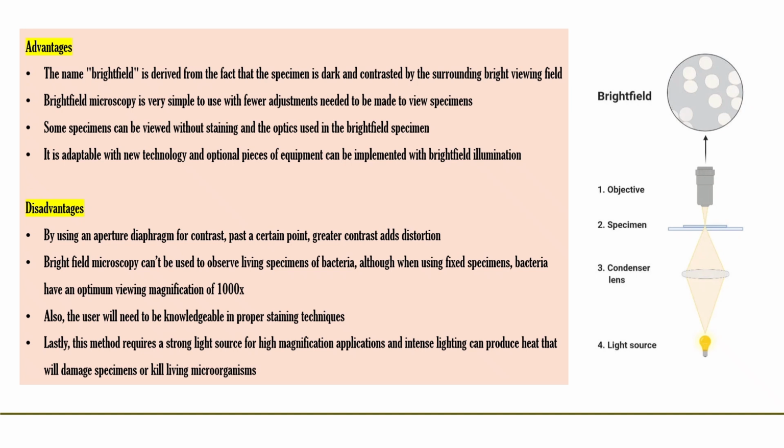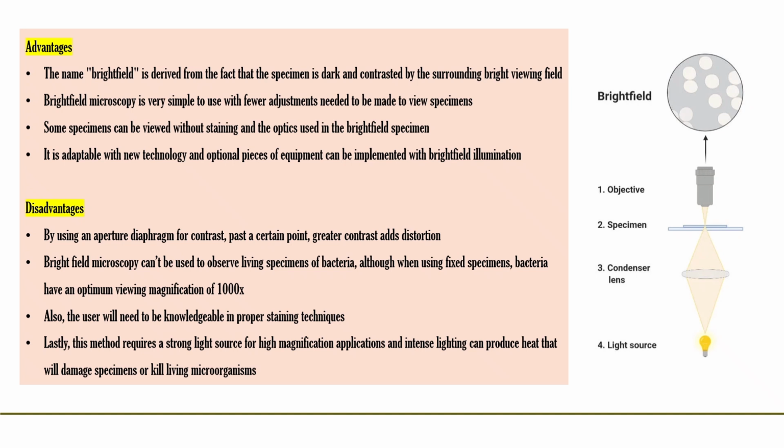Bright field microscopy is very simple to use, with fewer adjustments needed to view specimens. Some specimens can be viewed without staining. It is adaptable with new technology, and optional pieces of equipment can be implemented with bright field illumination to give versatility in the tasks it can perform. Disadvantages: by using an aperture diaphragm for contrast, past a certain point, greater contrast adds distortion. However, employing an iris diaphragm will help compensate for this problem.